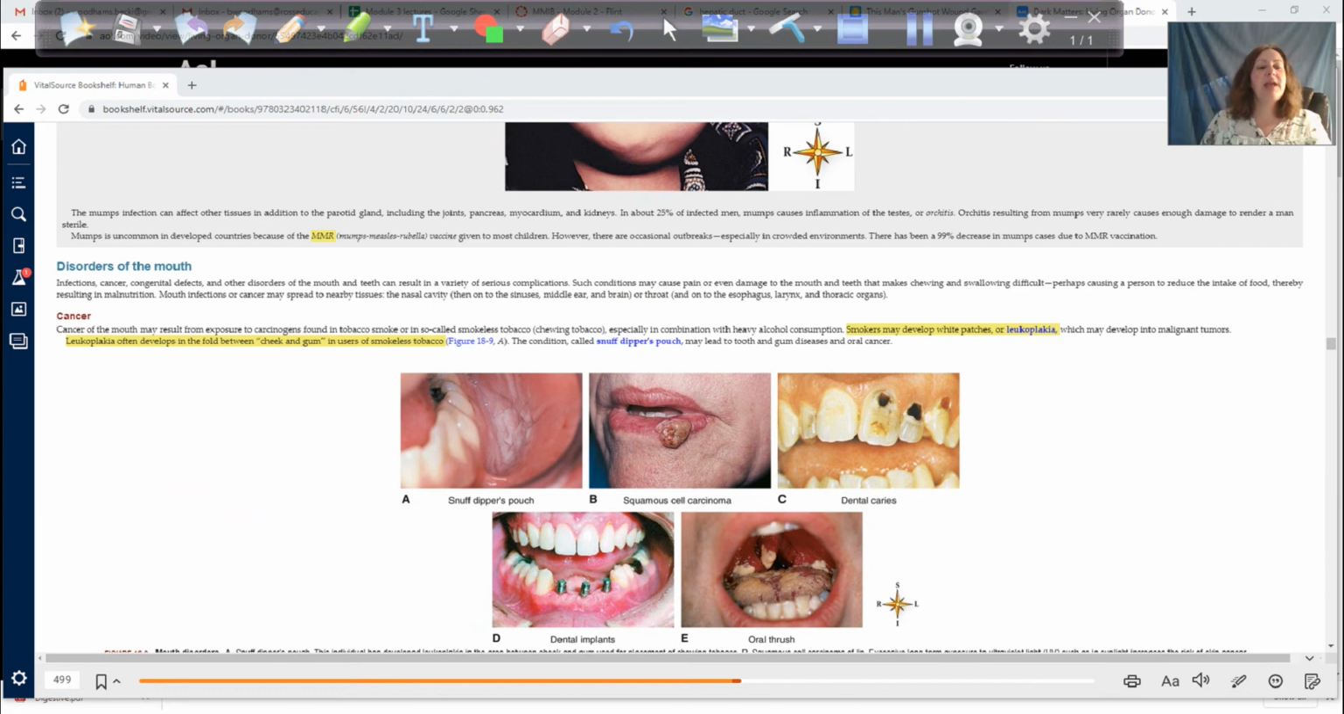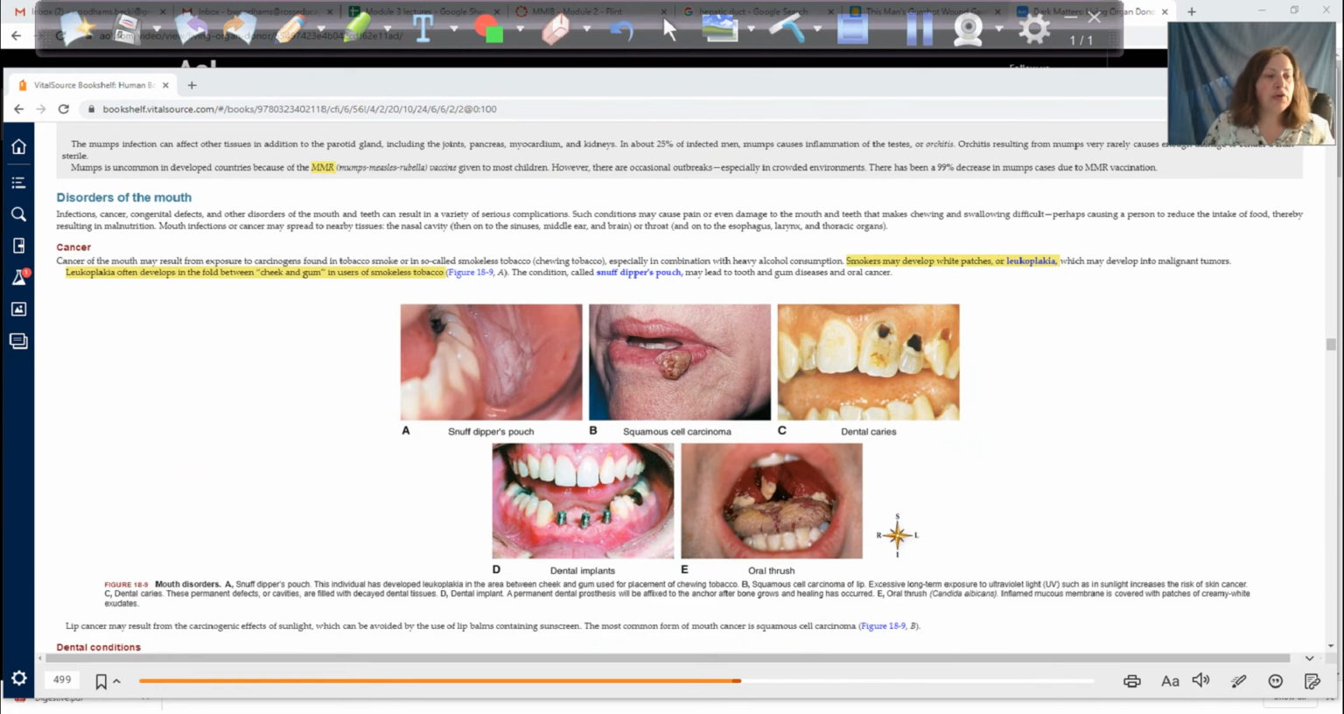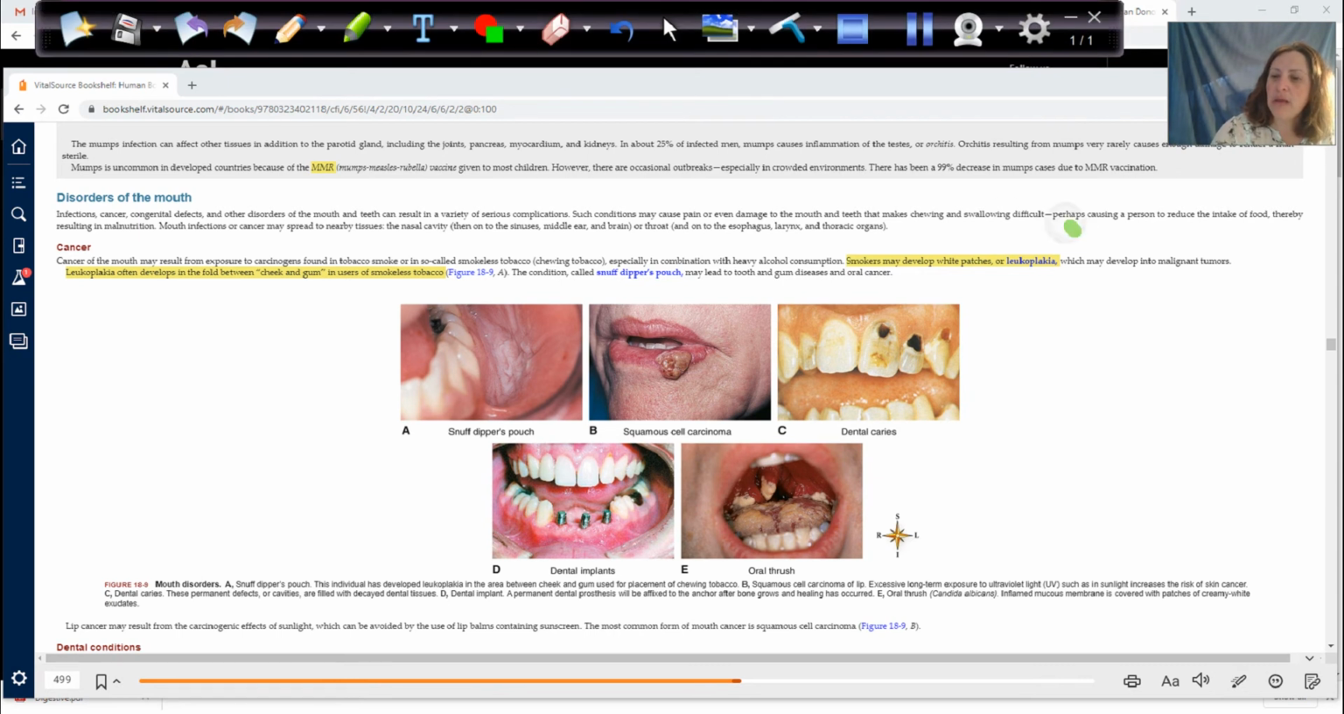Okay. So some of the other diseases we have of the mouth here. First one is mouth cancer. Mouth cancer is tied to chewless tobacco. So like your chewing tobacco that you kind of stick in the side of your mouth, and it just sits there in your cheek, and that can lead to these white patches called leukoplakia. Leuko meaning white. Leukoplakia, which then can turn into cancerous tumors.